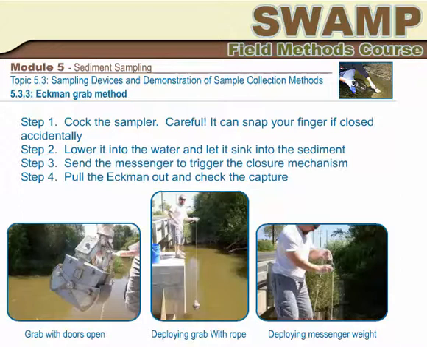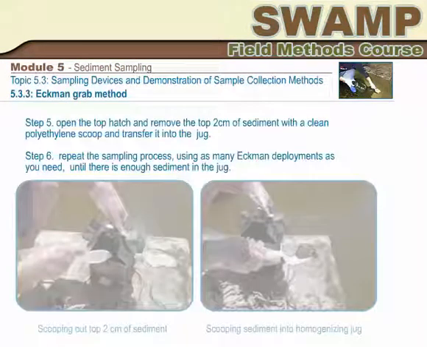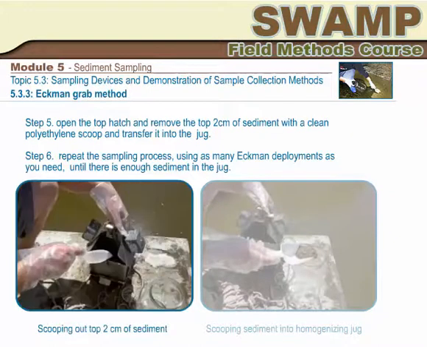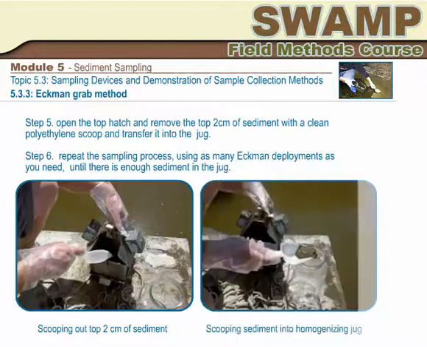Once the messenger has activated the doors, pull the grab very slowly and let it drain before you bring it back up. Then place the full grab in a large bin and go to step 5 ahead. While wearing clean poly gloves, open the top hatch and remove the top 2 centimeters of sediment with a clean polyethylene scoop. Place the sediment into the homogenizing jug and repeat the sampling process until there is enough desired sediment.